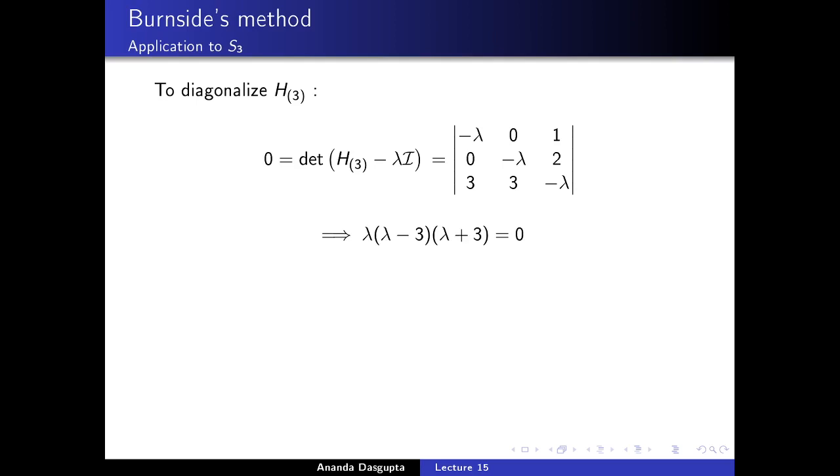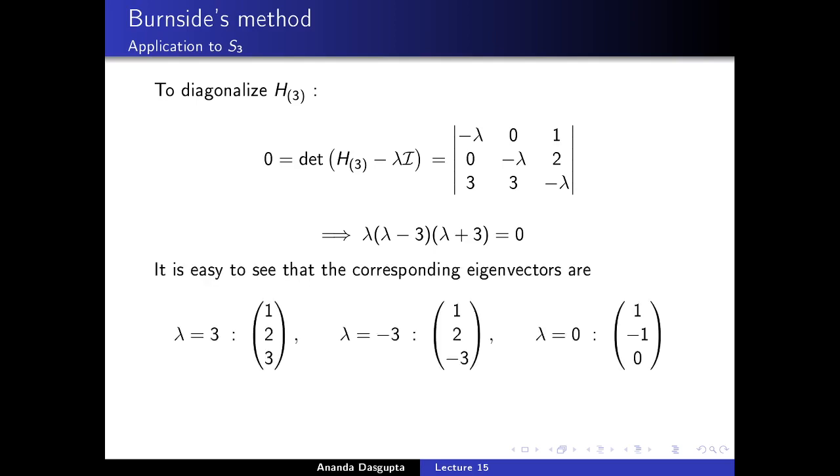and this tells us that the three eigenvalues are going to be lambda equal to 0, lambda equal to plus 3 and lambda equal to minus 3, and it is a trivial task to find out the corresponding eigenvectors. So lambda equal to 3 corresponds to the eigenvector 1, 2, 3, then you have 1, 2, minus 3 for lambda equal to minus 3. For lambda equal to 0, you have the eigenvector 1, minus 1 and 0.